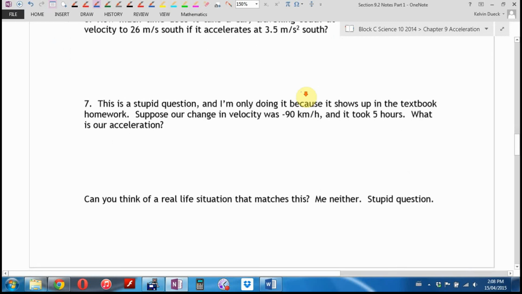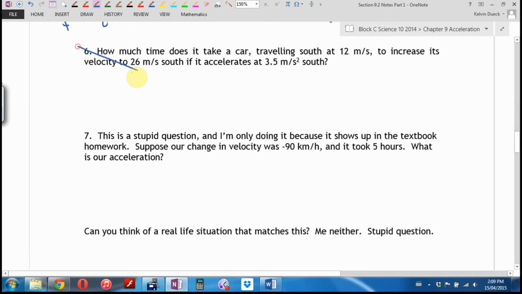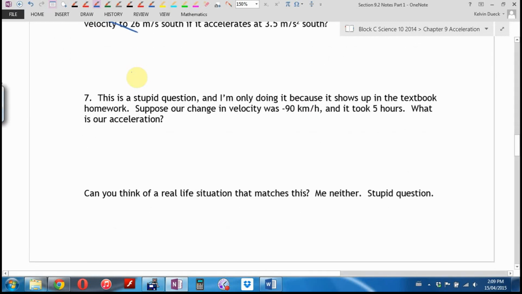I'm going to pass 6. I'm going to do 7, because I think you guys are getting the hang of this. This is a stupid question, and I'm only doing it because it shows up in the textbook homework.